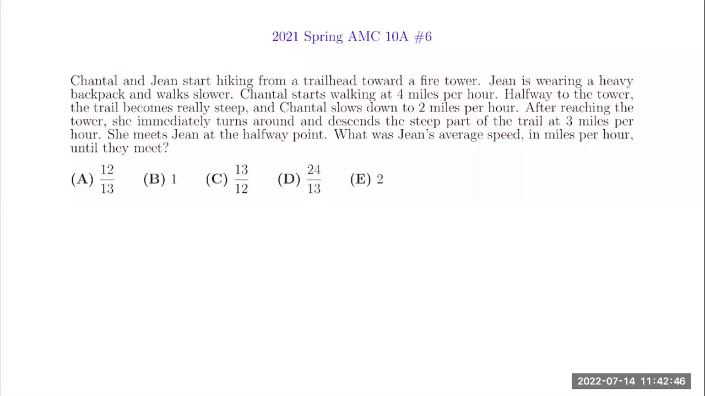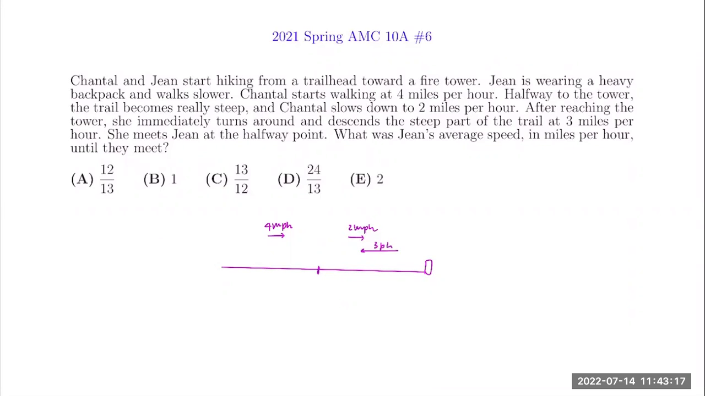So we can draw a diagram for this. We realize there is a trail that goes from wherever Chantal and Jean were to the fire tower. And since Jean is wearing a heavy backpack, he is going to be going at a slower speed. So we have Chantal walking a halfway distance at 4 miles per hour, and then slowing down to walk at 2 miles per hour for the other half, and then coming back at 3 miles per hour to the halfway point again.